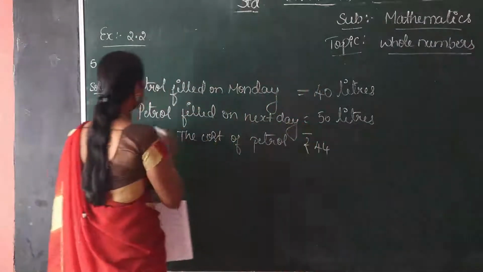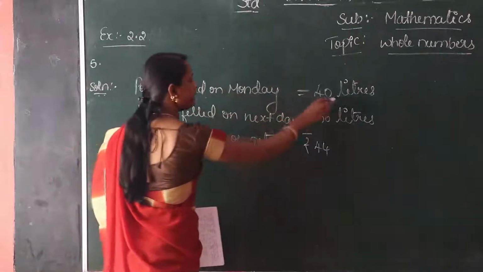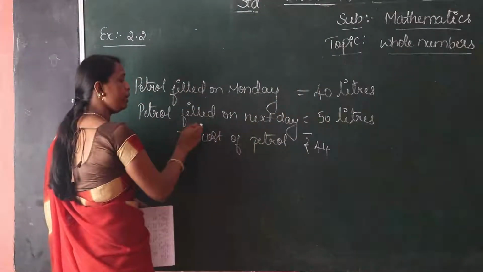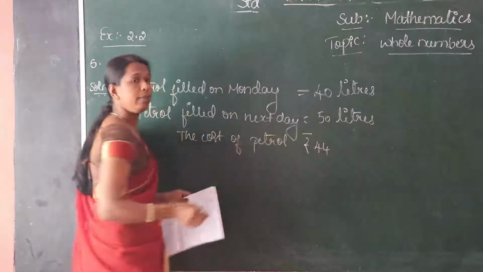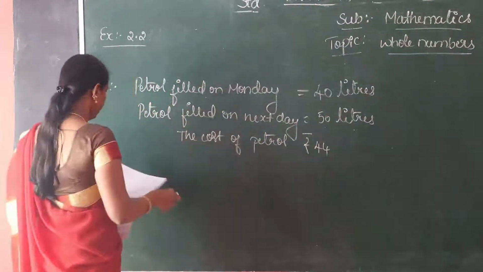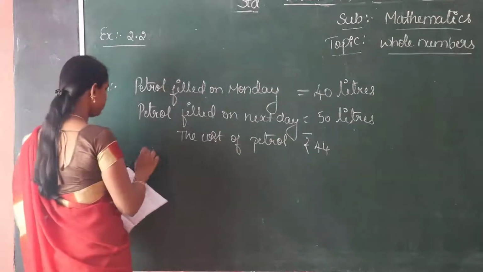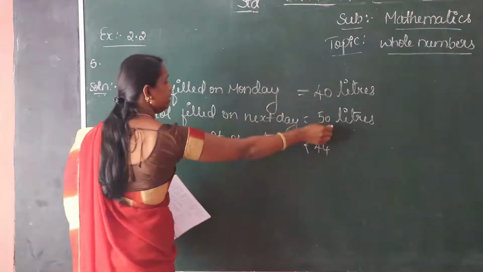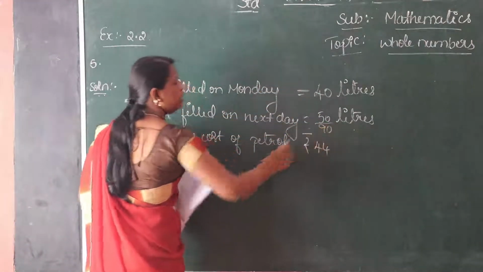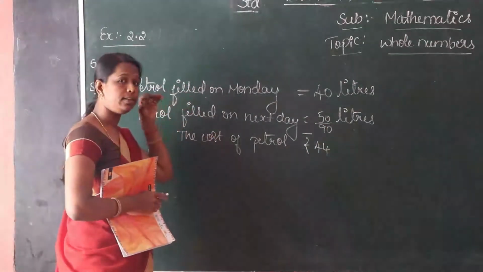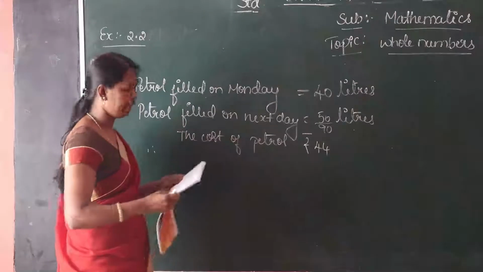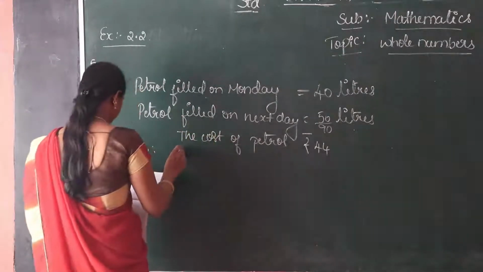Okay, I will write the solution. Petrol filled on Monday, that is 40 liters. Petrol filled on the next day, 50 liters. So the cost of petrol is rupees 44. Then we have to find for both. So add this, 40 plus 50, you get 90. Total amount of petrol filled in that vehicle is 90 liters.